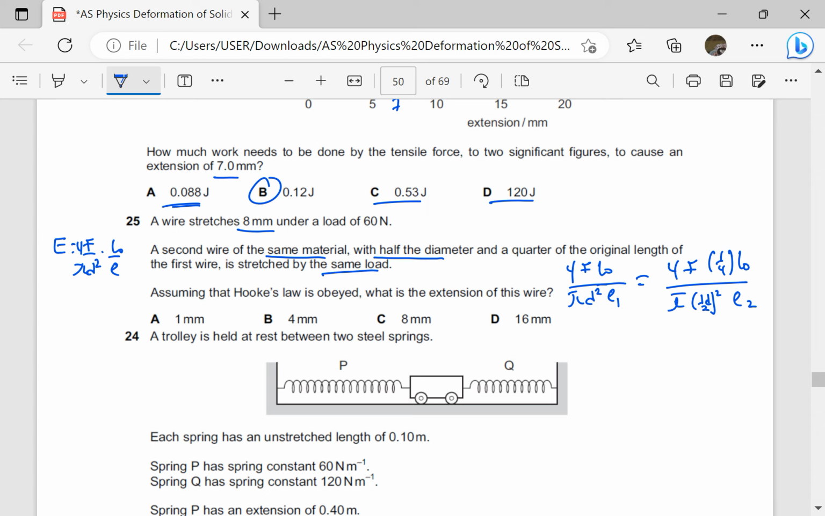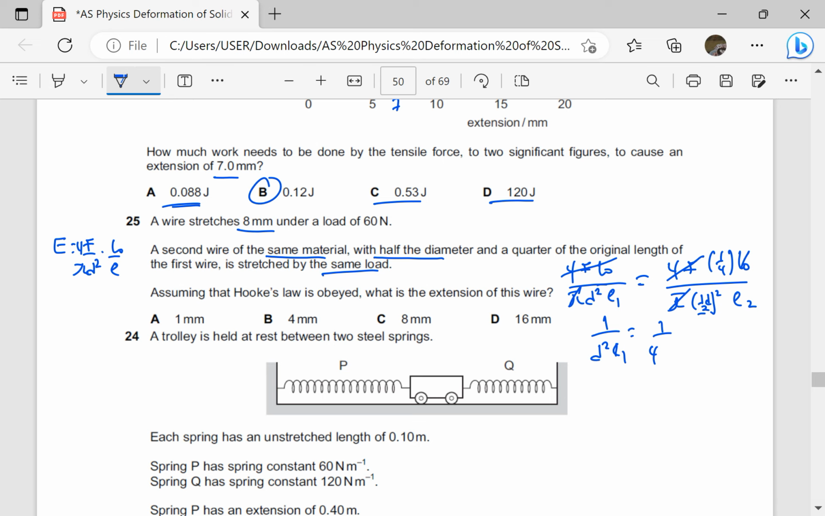So some of these things are cancelling out. 4F L naught have cancelled. Pi has cancelled. So I am remaining with 1 over d squared times E1 is going to be equal to 1 over 4. The 4 here has gone up.